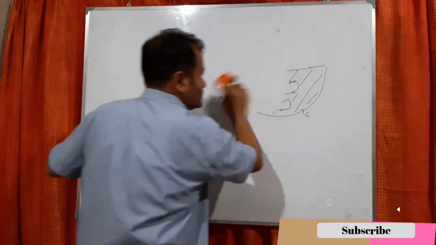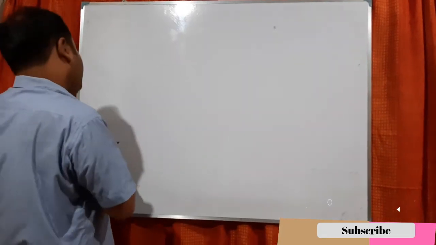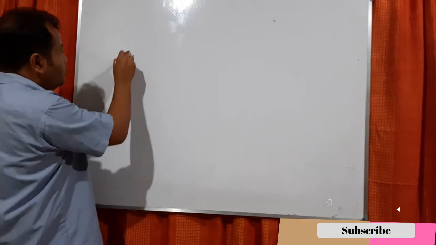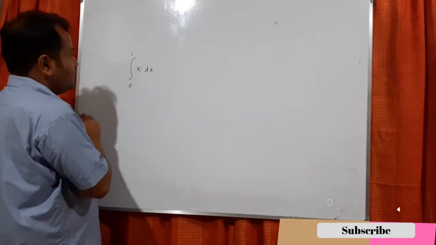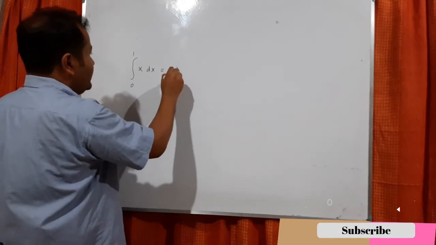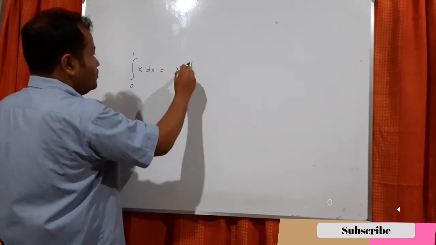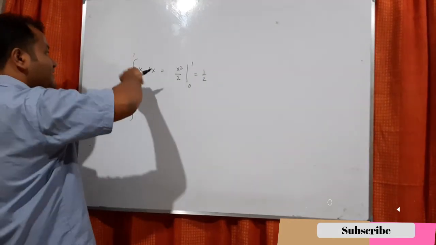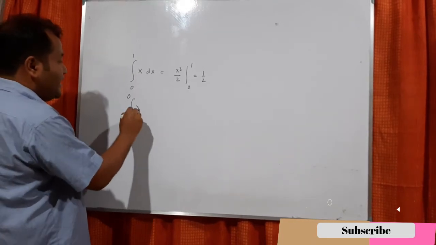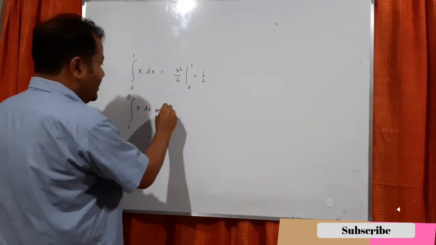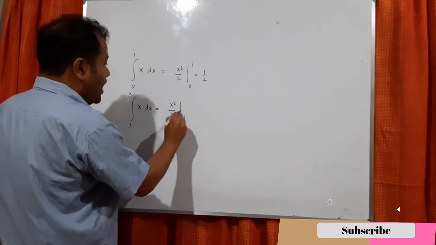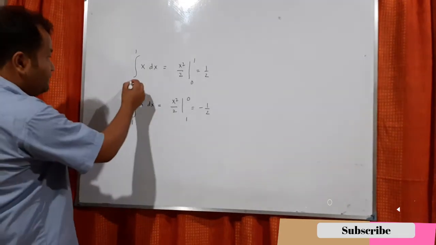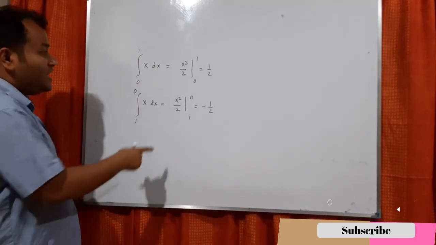Now let me give another idea. Suppose you take the integral from 0 to 1 of x dx. What will be the value? The value will be x squared by 2 evaluated from 0 to 1, so it will be half. Now if you interchange the limits, the integral from 1 to 0 of x dx is x squared by 2 evaluated from 1 to 0, so it should be minus half. That means if you change the limits, the sign is opposite.